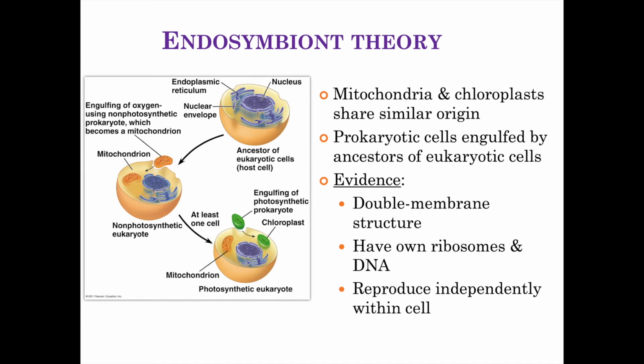The other thing for you to know, besides the double membrane structure and that each of these organelles has its own ribosomes and DNA, is that both the mitochondria and chloroplasts can reproduce independently within the cell. And they reproduce in a way that looks like how bacteria or other prokaryotes would reproduce, through binary fission. So they don't reproduce like the other organelles, they reproduce independently. And then when the cell divides, it randomly divides out the mitochondria and chloroplasts into the daughter cells.